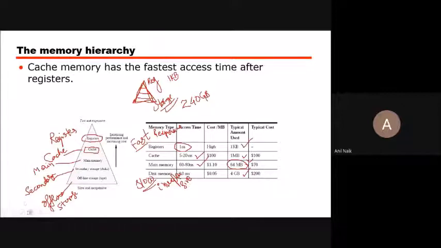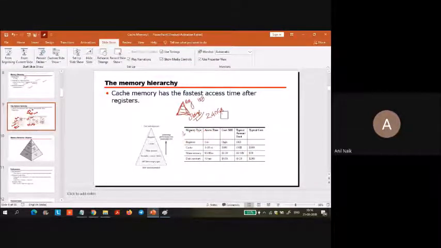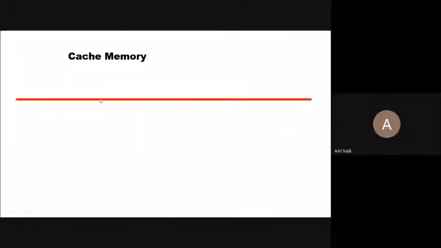You will get a question in the exam: with a neat diagram, explain the memory hierarchy. So what is the first level of memory? The first level is the registers. Then cache memory, then main memory, then secondary memory, then offline storage.